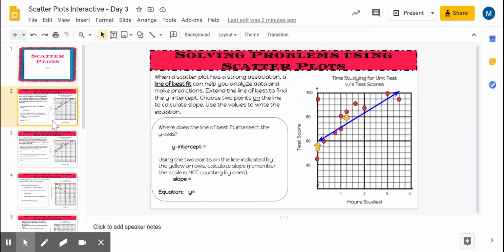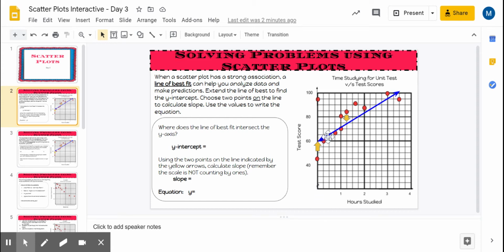Let's go ahead and start with slide 2. Day 2, we ended with writing equations for lines, and now we apply that onto an actual scatter plot. So when a scatter plot has a strong association, a line of best fit can help you analyze data and make predictions. Extend the line of best fit to find the y-intercept. Choose the 2 points on the line and calculate the slope from them. Use the values to write the equation.